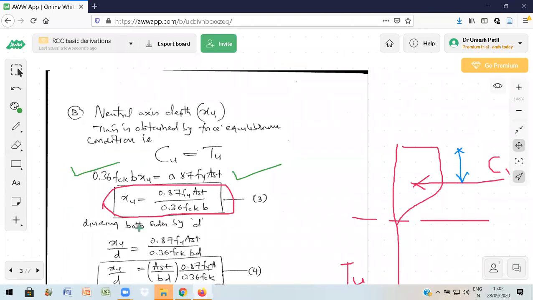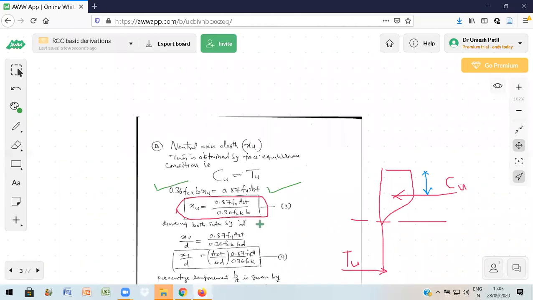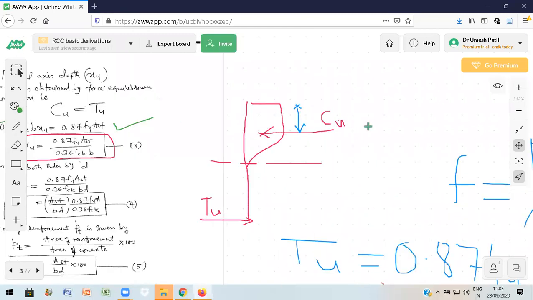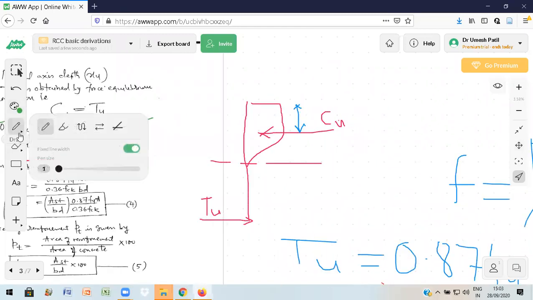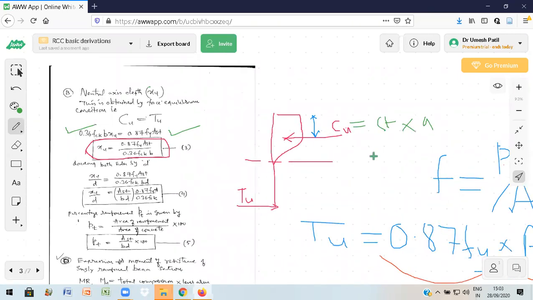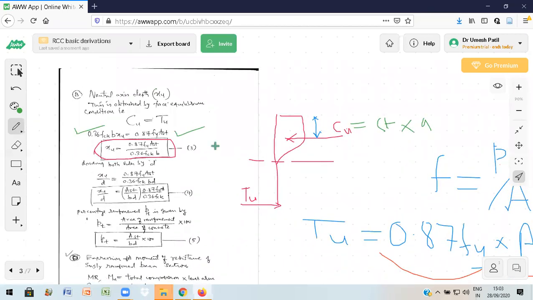This is stress. Again the same formula is used. Cu is equal to, observe this, again a stress into area. What are the stress into areas for this? So stress is equal to, observe this, stress is 0.36 fck. Already I told you where I got it.